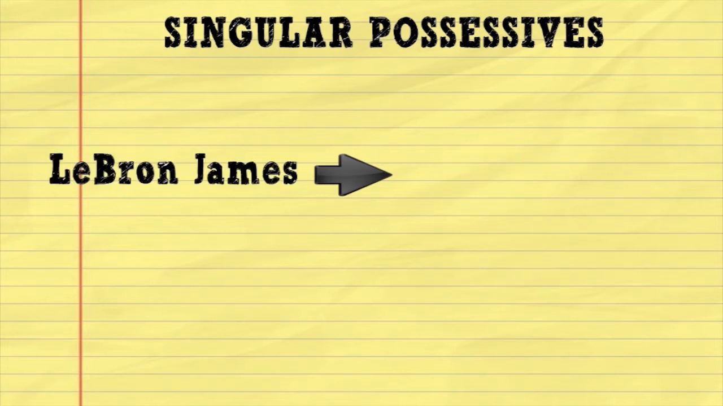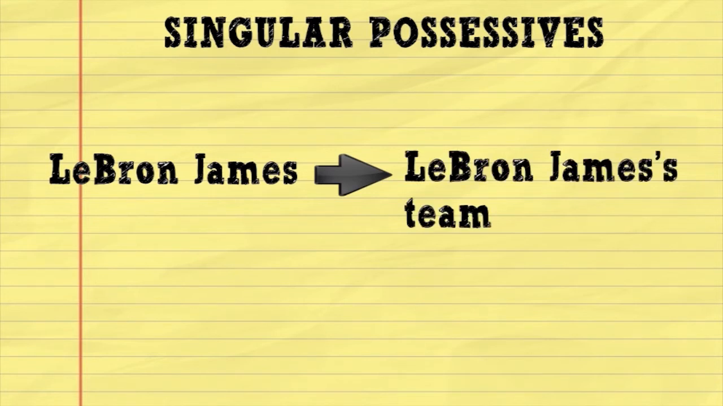Here is another example of the extra syllable added when our noun ends in S. So we have the famous American basketball player LeBron James, and when we put the apostrophe S, we have LeBron James's team. Again, we add an extra syllable, LeBron James's team.